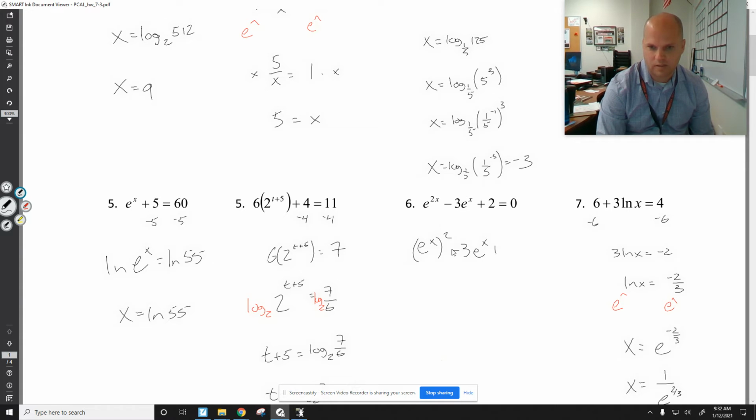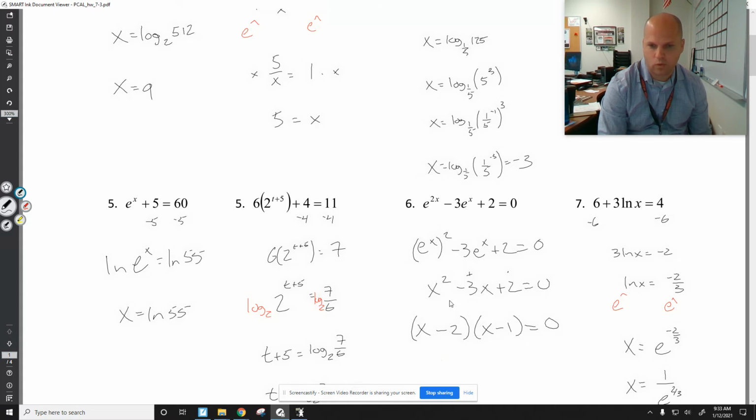I'm going to rewrite this like this because when I do that, I realize if I replace the e to the x with just something random like an x, this looks like x squared minus 3x plus 2. So e to the x got replaced by x. So this turns into x squared. This turns into 3 times x. Now, when you see this, you realize, oh, this is just a quadratic that is factorable. Find 2 numbers that add to get this, multiply to get this. And the numbers are negative 2 and negative 1.